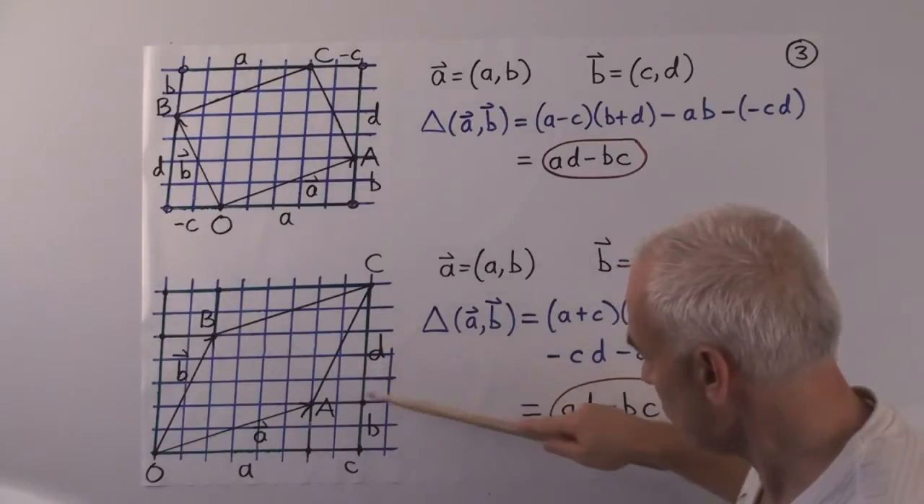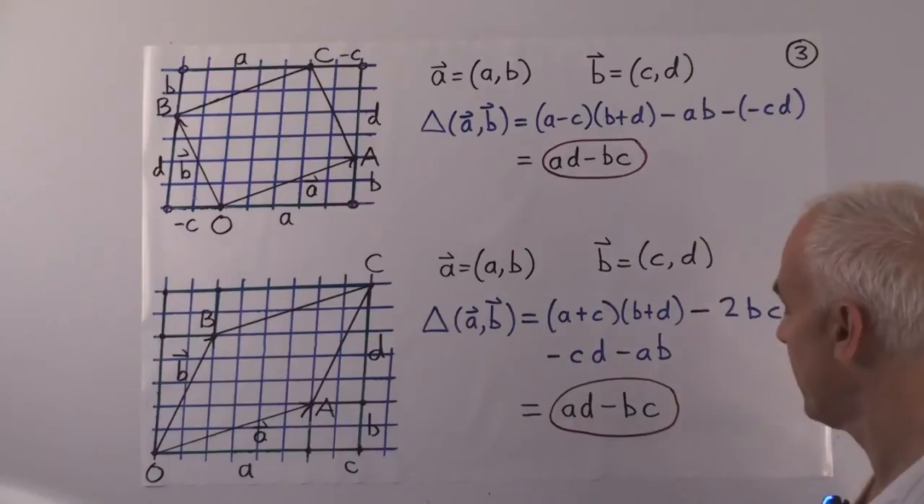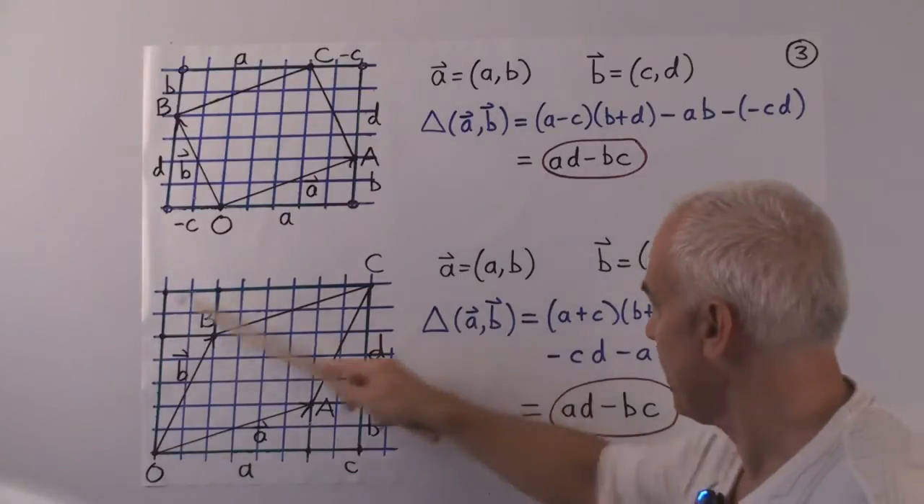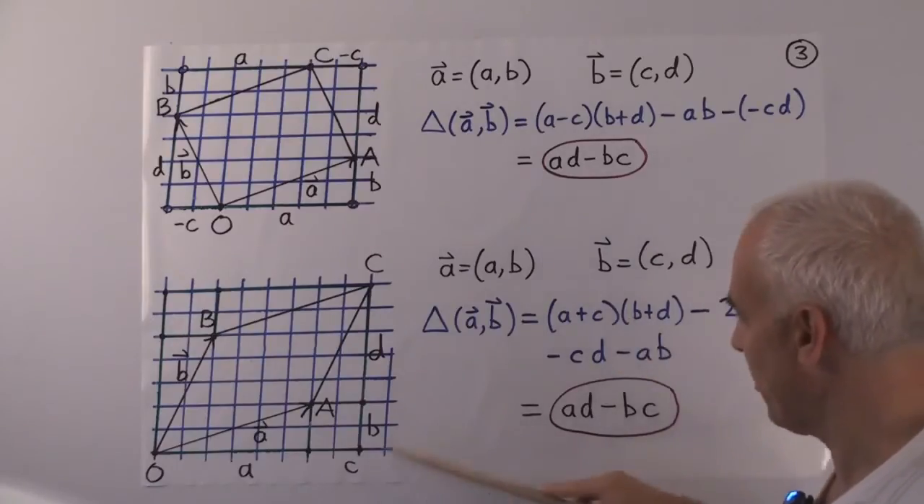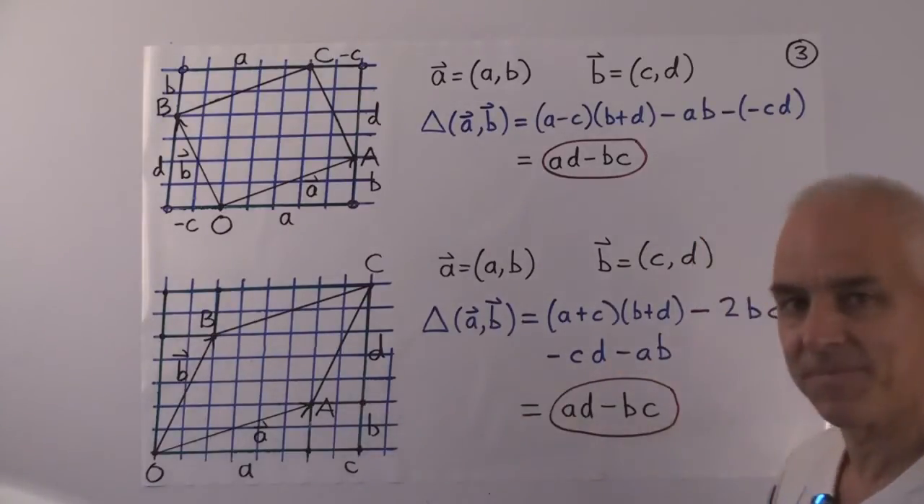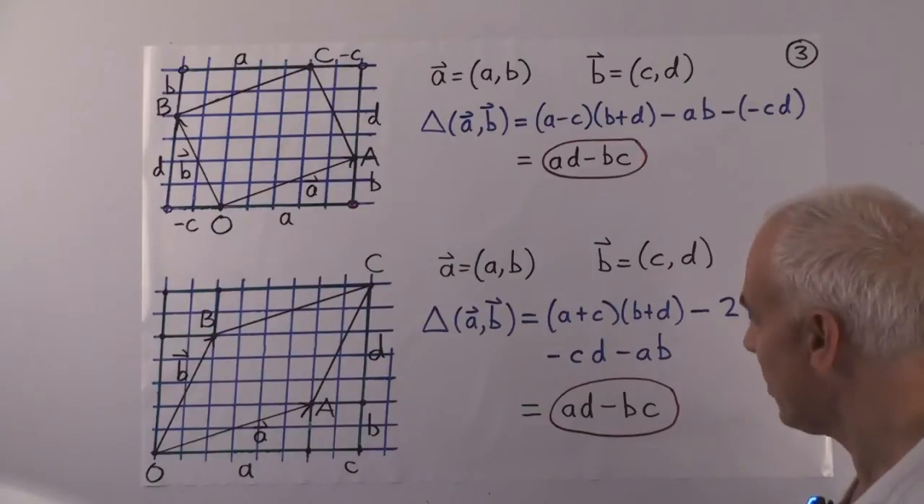D up there, or also D from here to here. So the area of this big thing is A plus C, there, times B plus D. There's B, there's D. And then we have to subtract what? What do we have to subtract?